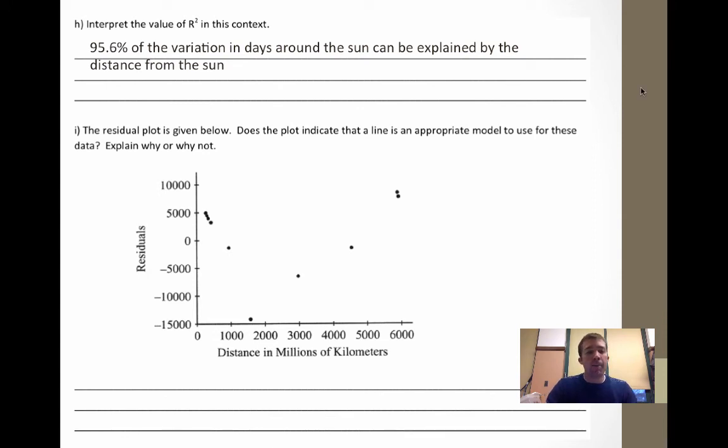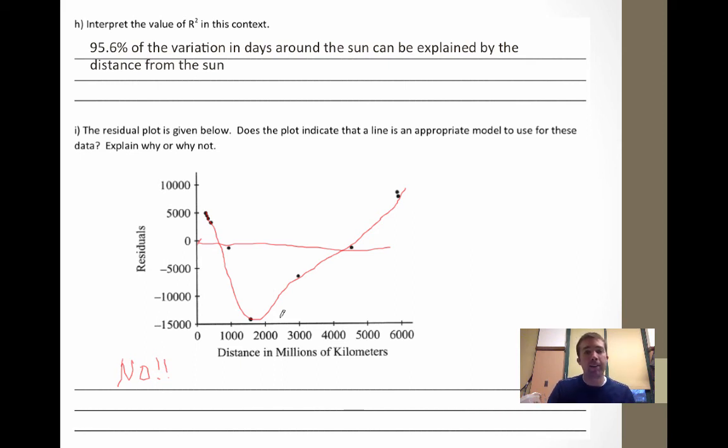In I, here we have our residual plot. Remember, this is our 0 line right here. Does the plot indicate that a line is appropriate? The answer would be no, because there's this nice V shape right here. Even though 95.6% was accounted for, we don't want to use a linear model. It would be more of an exponential or log function going through that one.